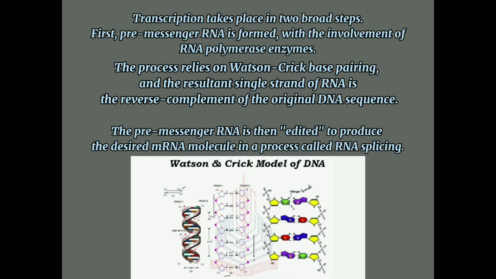Transcription takes place in two broad steps. First, pre-messenger RNA is formed with the involvement of RNA polymerase enzymes. The process relies on Watson-Crick base pairing, and the resultant single strand of RNA is the reverse complement of the original DNA sequence. The pre-messenger RNA is then edited to produce the desired mRNA molecule in a process called RNA splicing.